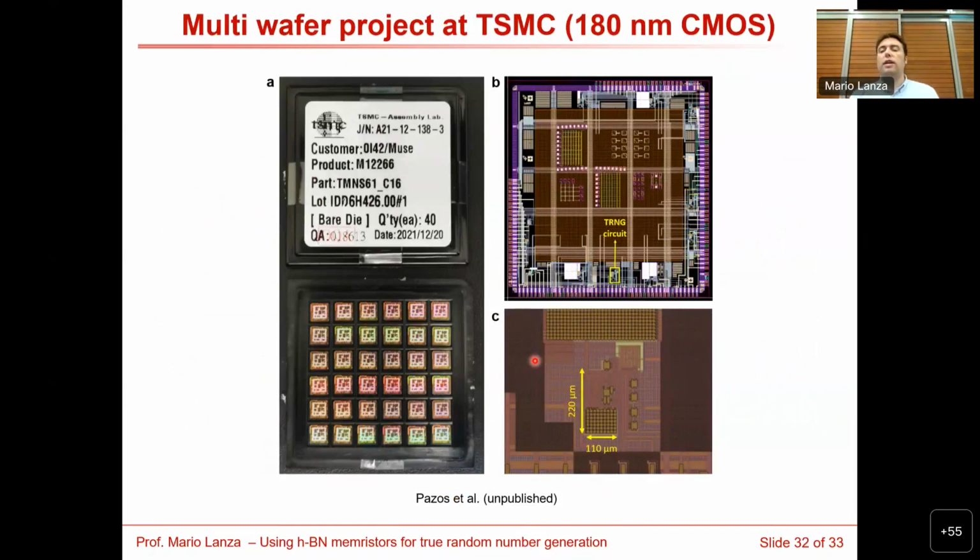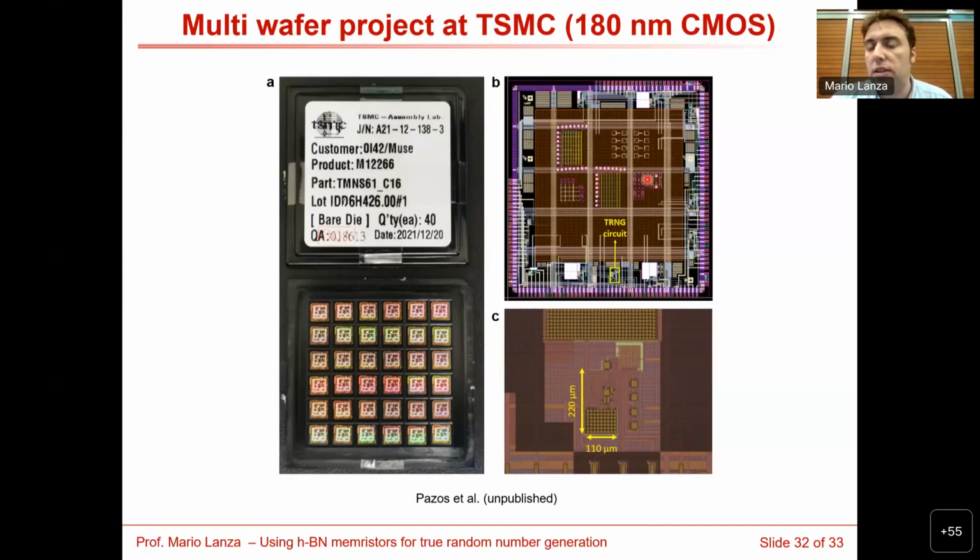Okay, so the next step in our work is, instead of having this Arduino in the proto board with this transimpedance amplifier and the boron nitride memristor in the probe station, we are integrating everything in real microchips. So we have made a multi-project wafer tape out in TSMC. This is the box containing the microchips, and this is the layout of the microchip.